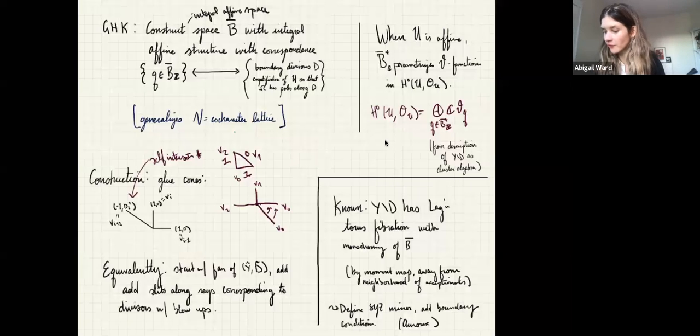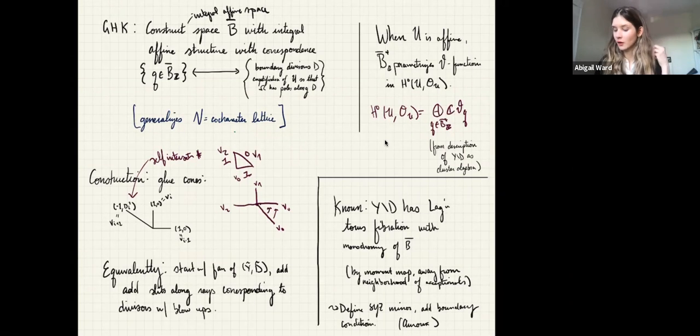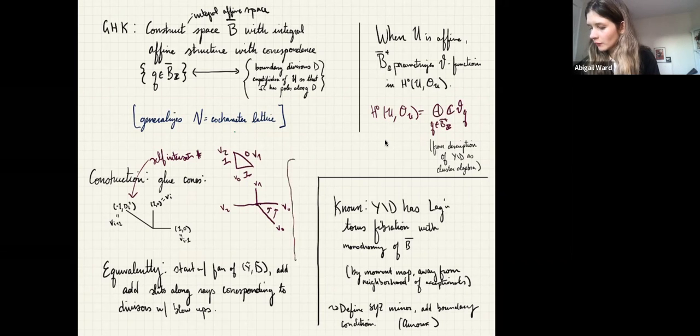is I can start with the fan of Y tilde, D tilde, and I can add slits along rays which correspond to the divisors we blow up. So a picture of what that would look like is, maybe over here.